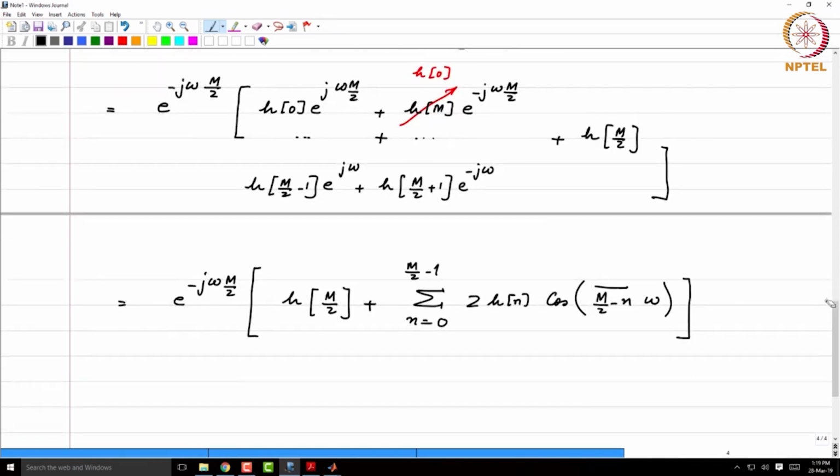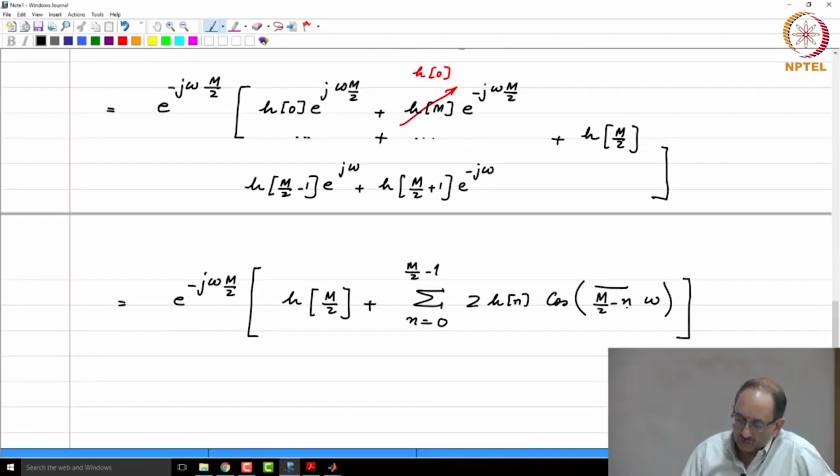You can quickly verify that this is true. For example, if you put n equal to 0 here, you will get cos m by 2 omega times h of 0, which is exactly this. If you put n equal to 0, you will get the first pair.